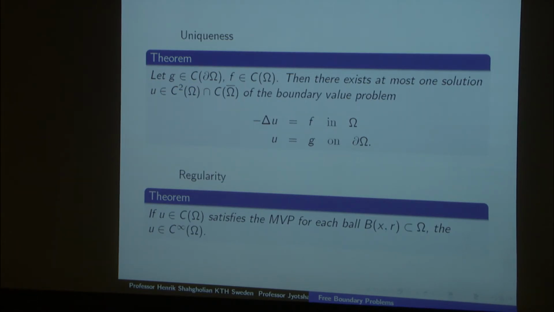It is nice because here I'm doing just harmonic functions, so things are kind of straightforward. Here I'm talking about regularity, just about functions which are harmonic, so there is no f appearing on the right-hand side. As you see in the statement of the regularity, if u is continuous on omega and satisfies the mean value property for each ball B(x,r) subset of omega, then u belongs to C infinity of omega.